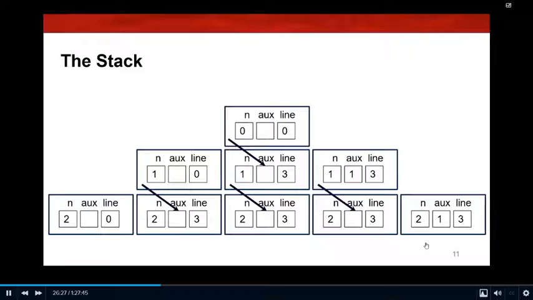Any other questions? Yes? What does the line mean? It's the program counter. It's the next line of code to be executed in that function. Any other questions?